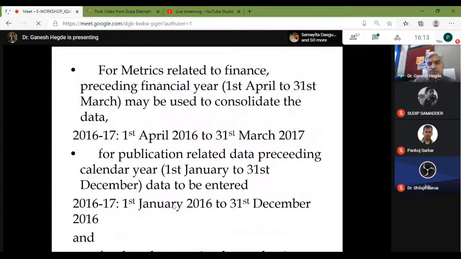Now, kindly note that there is a financial year. The financial year will be 1st April to 31st March. The academic year will be from 1st June to 31st May. The publication related will be from 1st January to 31st December.